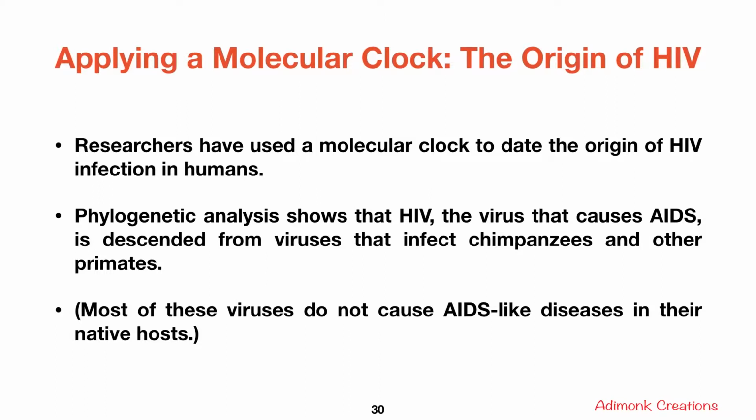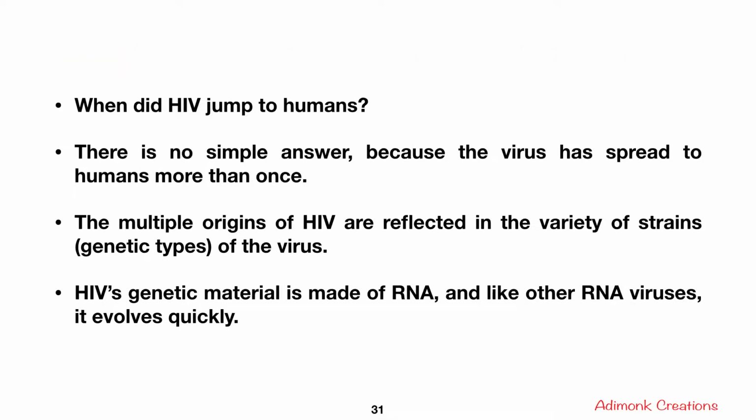Various researchers have used a molecular clock to date the origin of HIV infections in humans. Phylogenetic analysis shows that HIV, the virus that causes AIDS, is descended from viruses that infect chimpanzees and other primates. Most of these viruses do not cause AIDS-like diseases in their native host. So when did HIV jump to humans? There is no simple answer because the virus has spread to humans more than once. The multiple origins of HIV are reflected in the variety of strains, or genetic types, of the virus. The virus's genetic material is made up of RNA, and like other RNA viruses, it evolves very quickly.